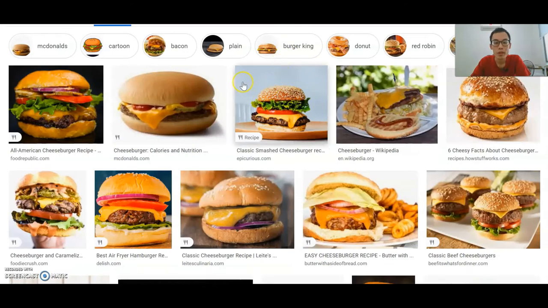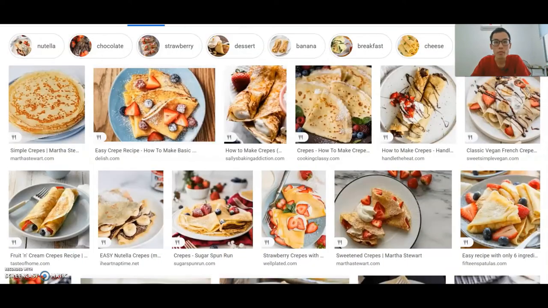Cheeseburger, I'm sure you are very familiar. You can get these at McDonald's, Carl's Jr., right? Then we have crepes. It's like a pancake, a thin pancake. You can put strawberry, blueberry, cheese, chocolate, delicious.